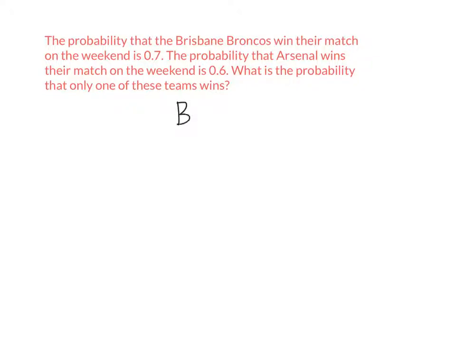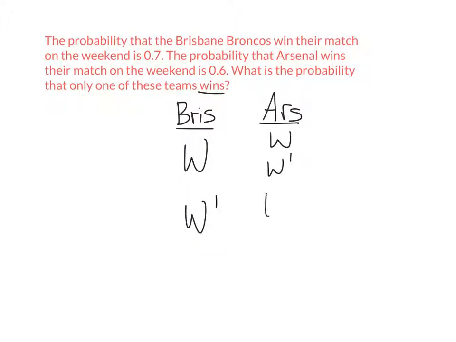Let's put BRIS for Brisbane Broncos and ARS for Arsenal. So, for Brisbane, the options are win or not win. Note, we're only interested in whether only one of the teams wins, so we're only interested in whether it's a win or not a win, not whether it's a loss or a draw. Similarly for Arsenal, they can win or not win. And this is what my tree diagram should look like.